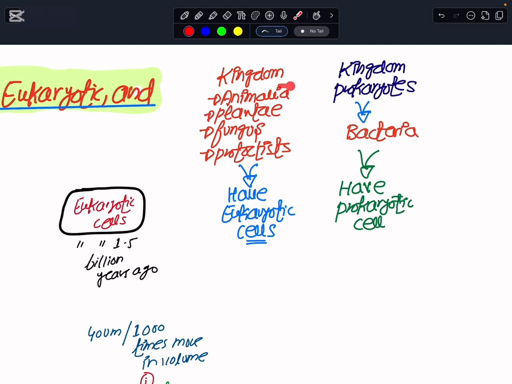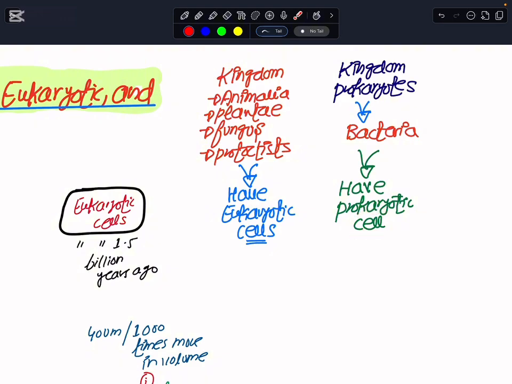Protoctista. All the organisms of these kingdoms have eukaryotic cells. As far as the last kingdom, the kingdom Prokaryotes, is concerned, that includes the bacteria, and their cells are not eukaryotic but rather prokaryotic cells.